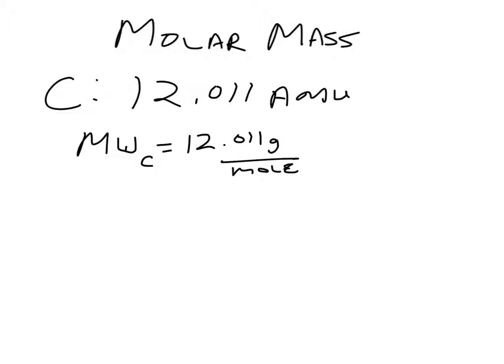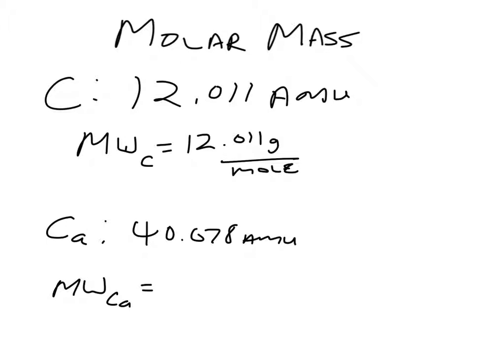No differently for calcium. Calcium is 40.078 AMU. Well, the molar mass of calcium is 40.078 grams per mole. So 40 grams approximately will give you a mole of calcium.